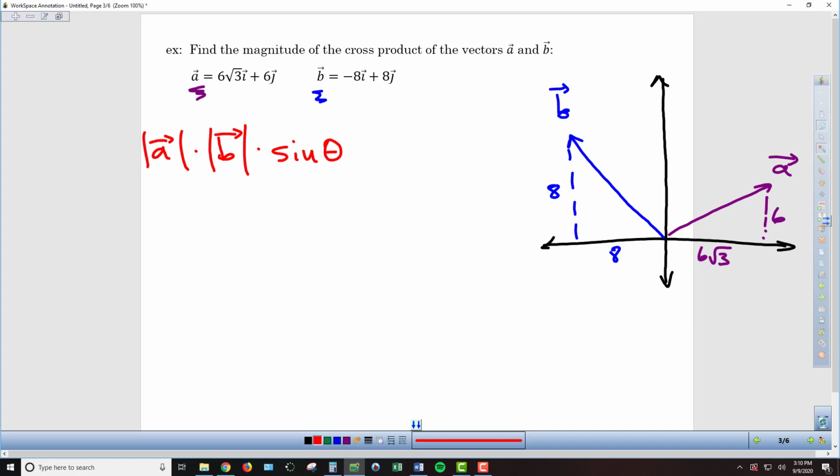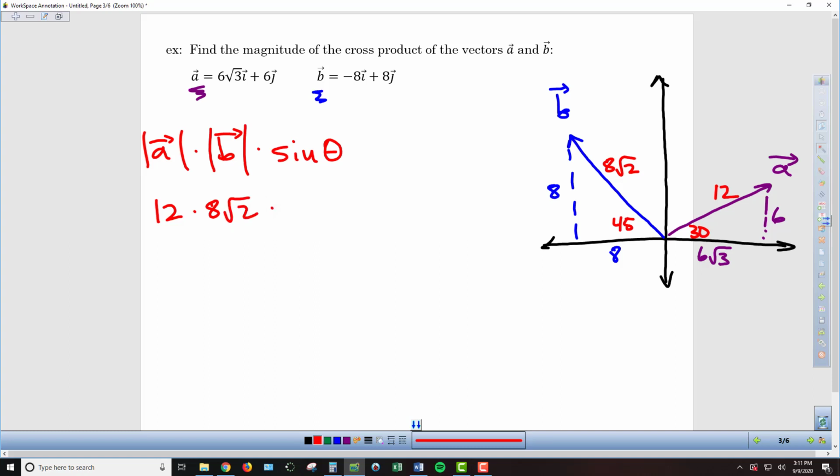So again, hopefully we're recognizing these as being special right triangles. So in the case of A, we have a 30, 60, 90 triangle. So that means the hypotenuse is going to be double the short leg. So we're going to get 12 as that magnitude. Then for B, we hopefully see that as a 45, 45, 90 triangle. So to get the hypotenuse, we're going to multiply by root 2. So we've got 8 root 2 as the magnitude of B.